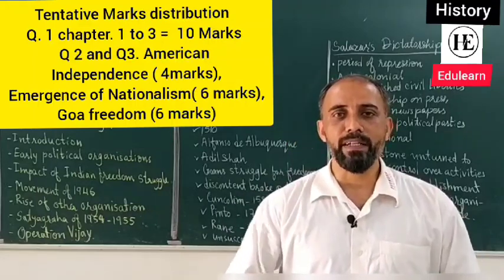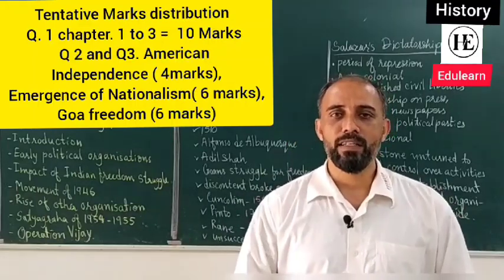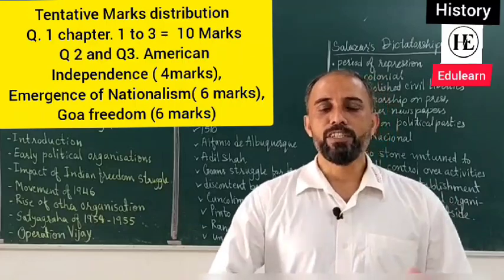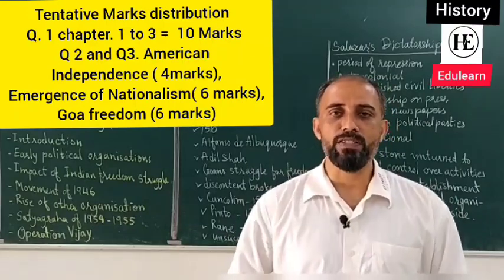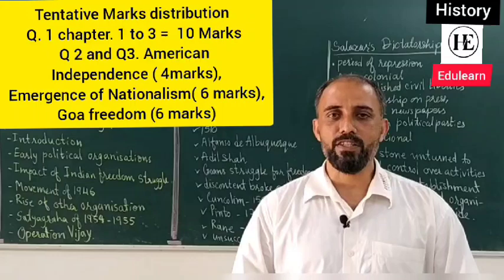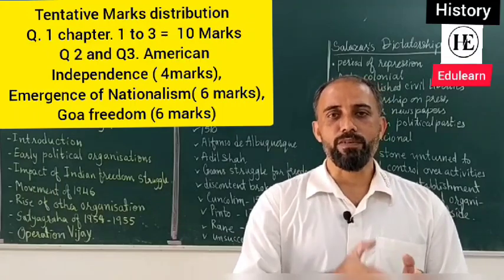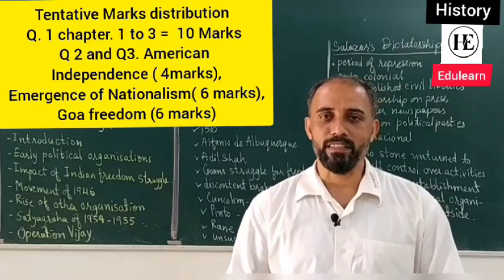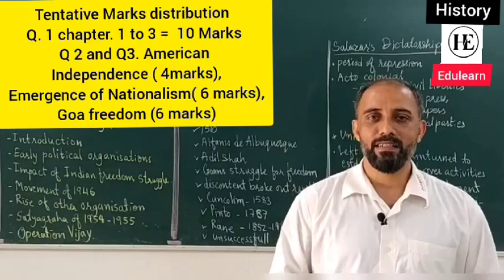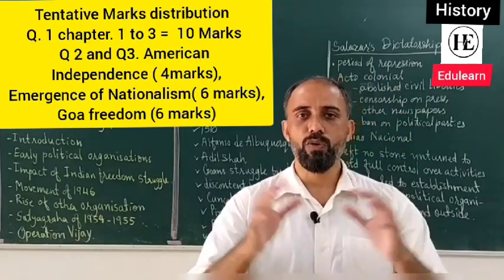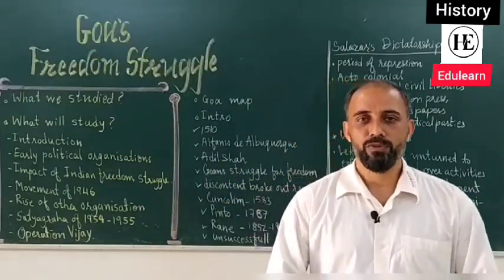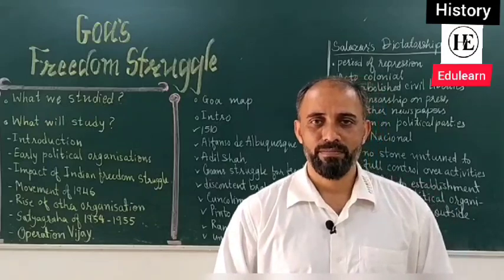American War of Independence, lesson number 4, for 4 marks. This is included in question number 2. And emergence of nationalism and Goa's freedom struggle, 6 plus 6, 12 marks, which is included in question number 3. And political science carries 10 marks. So this is your marks distribution for the Goa board examination.